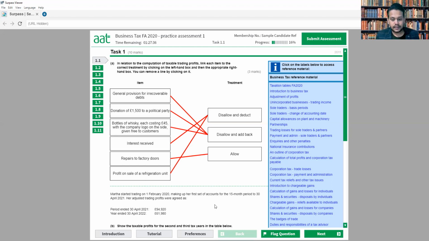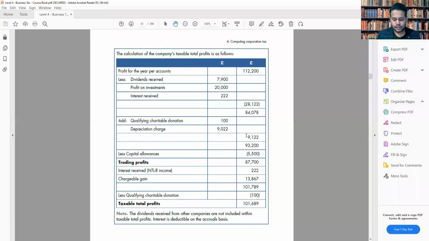All right, so let's have a look at a little bit more explanation of what else can come in the exam, and how we can treat that. There are a few more examples here. Let's have a look. So here we can see we have a trading profit.